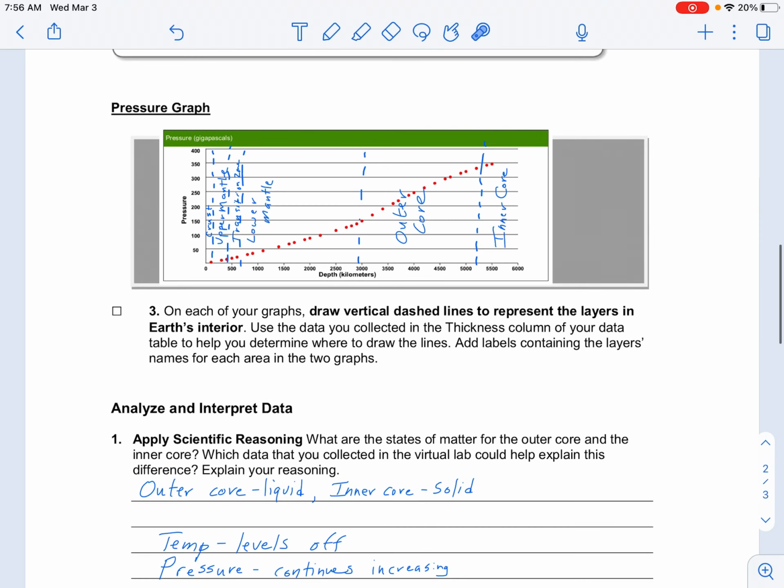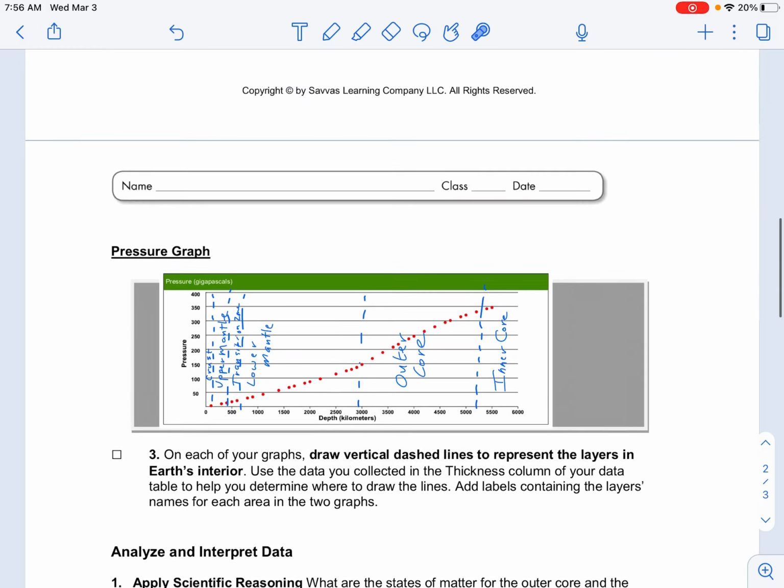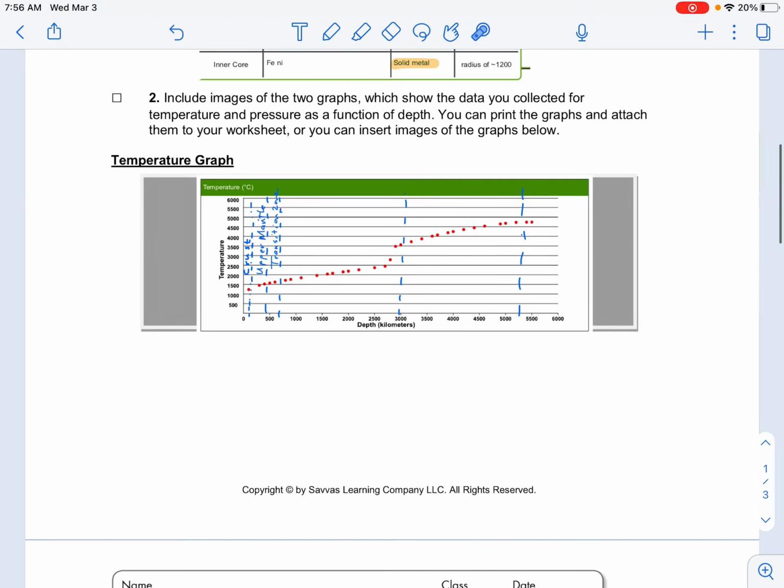Then we've got another graph that's showing us the pressure inside of the Earth. Notice that as we go deeper, the pressure increases, similar to the temperature, although there's a big jump in temperature right here. Did you notice that?